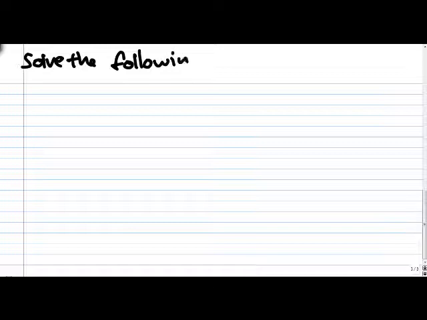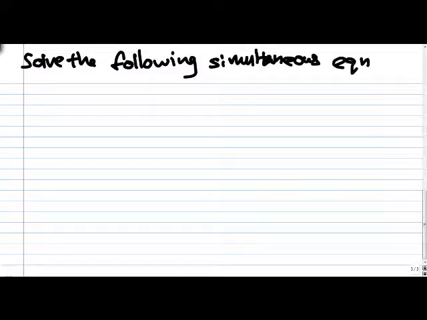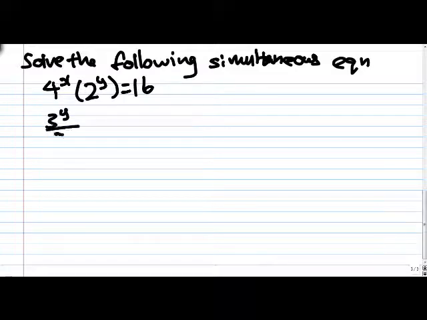They might give you a question in this format: solve the following simultaneous equations. They will disguise the simultaneous equations in the form of exponential equations. 4 to the power x times 2 to the power y equals 16, and then 3 to the power y over 27 to the power x equals 1 over 3. Okay, let's do this here.